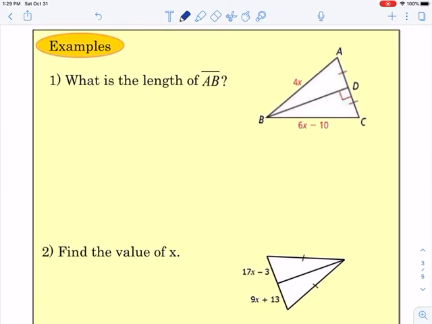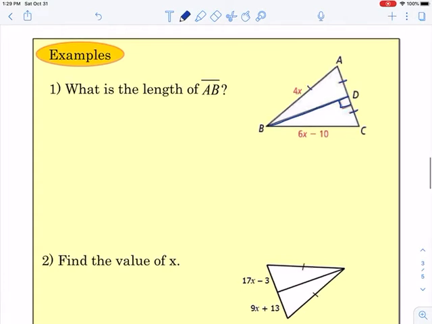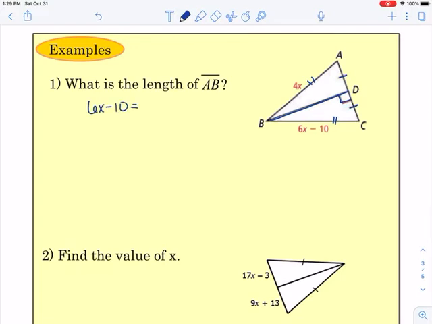So in our examples here, we want to find the length of AB. BD is the perpendicular bisector. There's your right angle marker, and bisector because those 2 pieces are equal, which means that this side is congruent to this side. So as an equation, I'm going to set 6x minus 10 equal to 4x. Subtract 6x from both sides, and negative 10 is going to equal negative 2x. The opposite of multiplying by a negative 2 is to divide by a negative 2, and that means that x is going to be equal to 5.